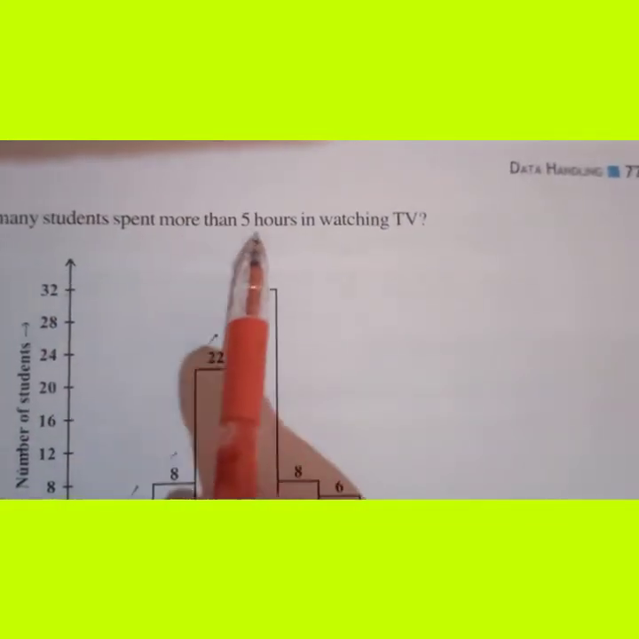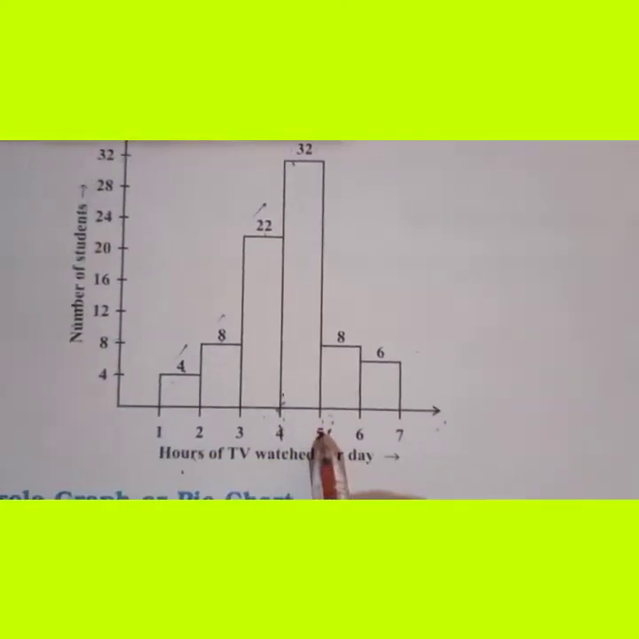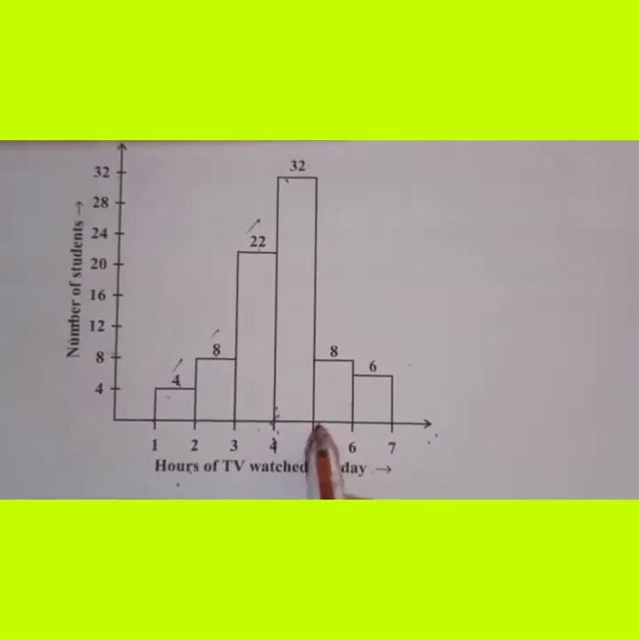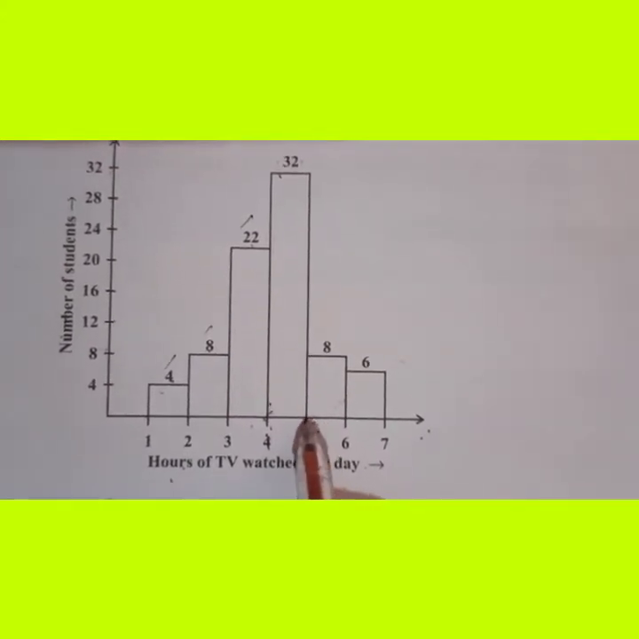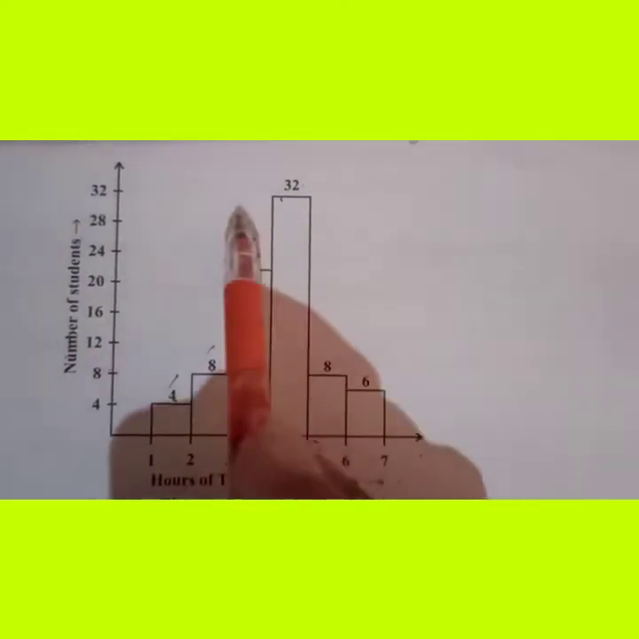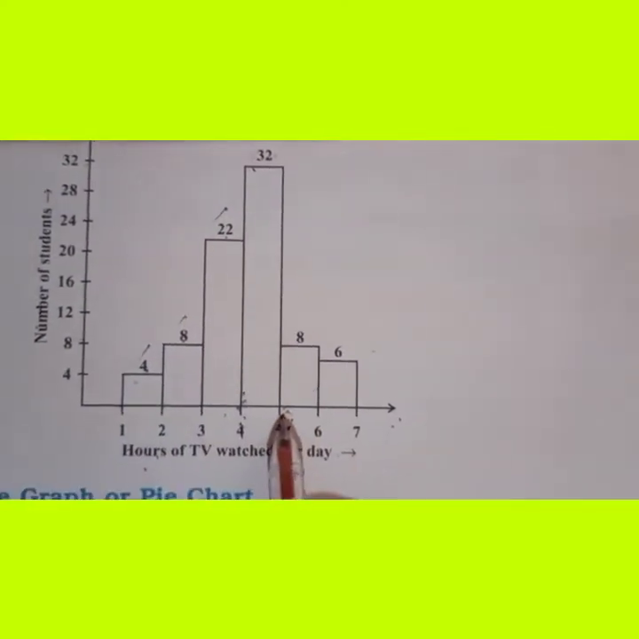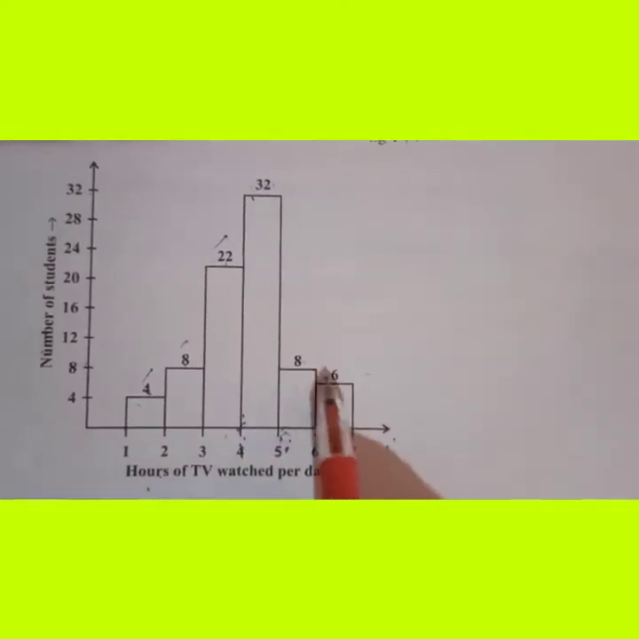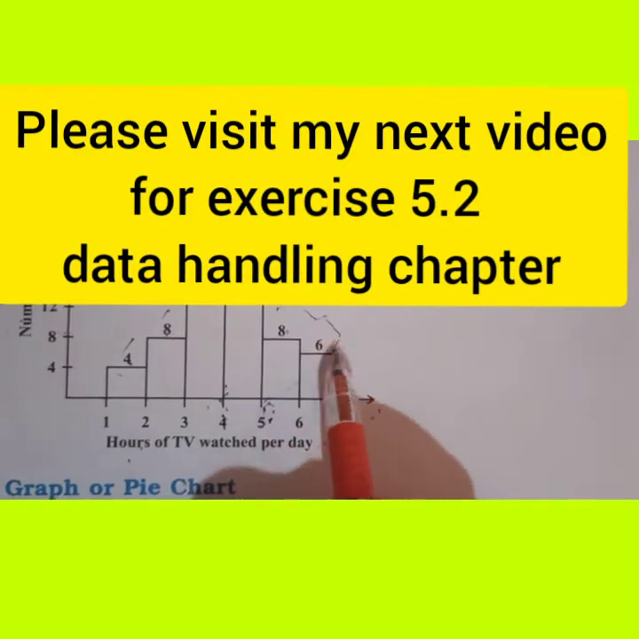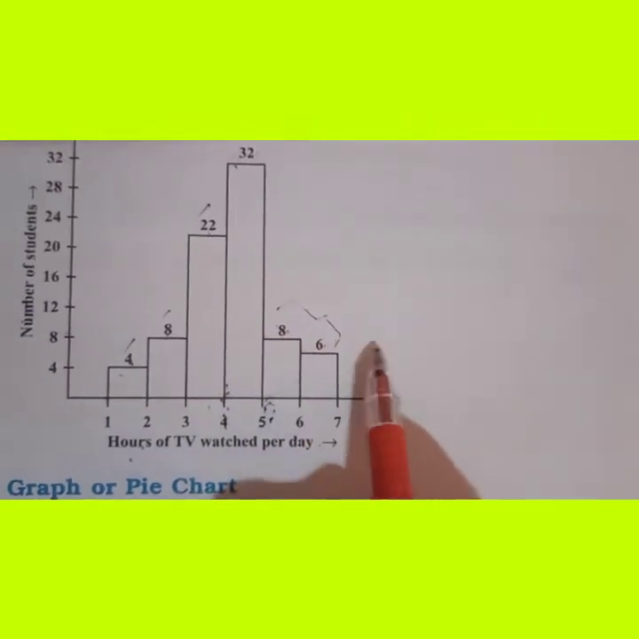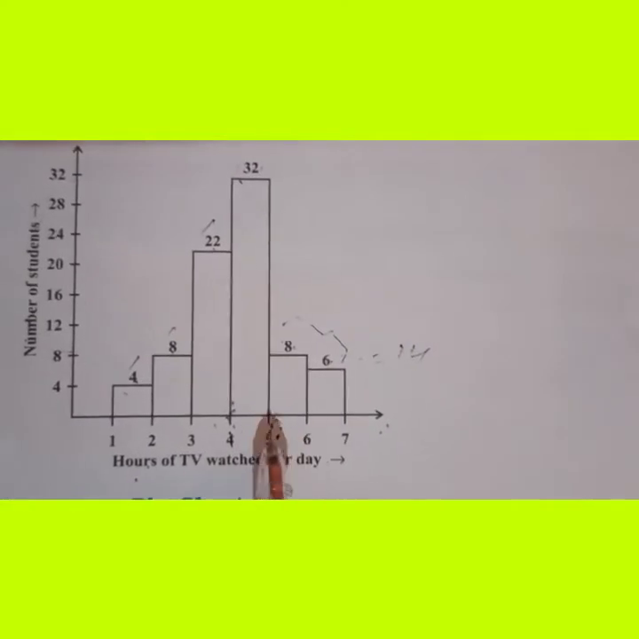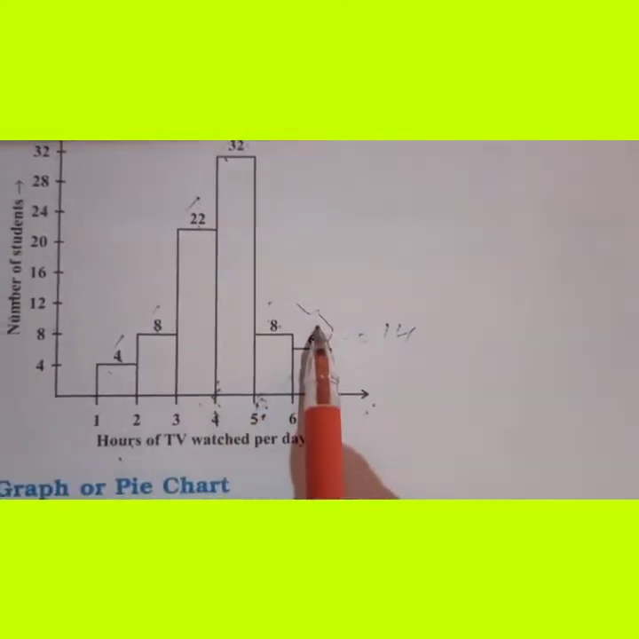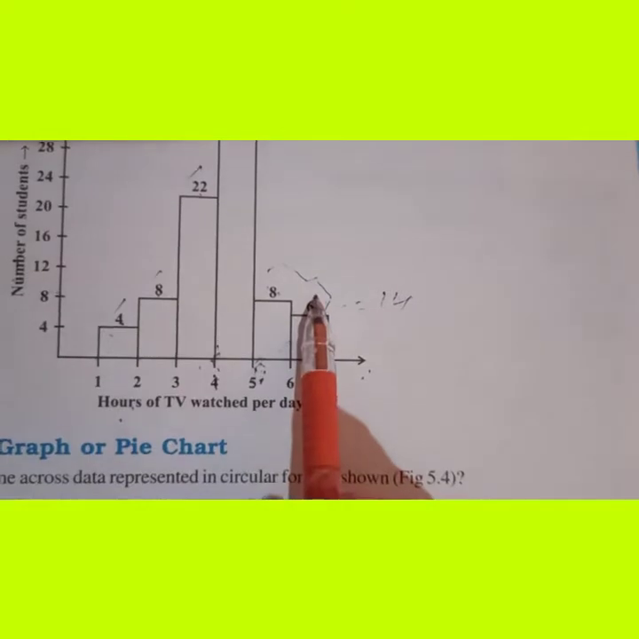And the third one is: how many students spend more than 5 hours in watching TV? More than 5 hours means this one. This axis represents the watching hours by the students, and this represents the number of students. So we have to count from here: 8 plus 6 is equal to 14. So the third answer: 14 students spend more than 5 hours in watching TV.